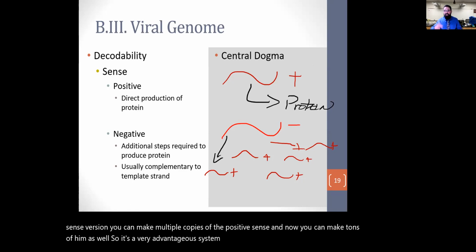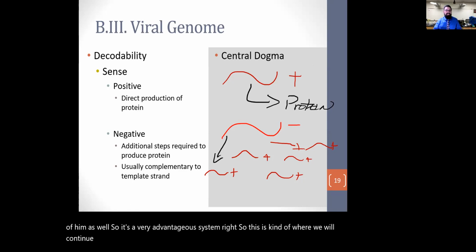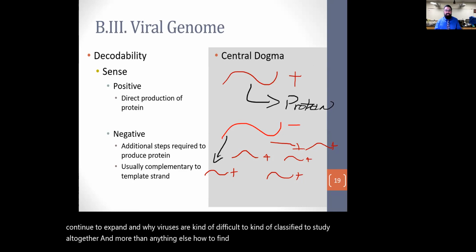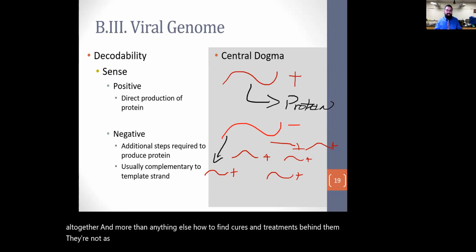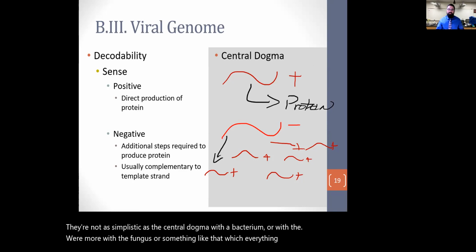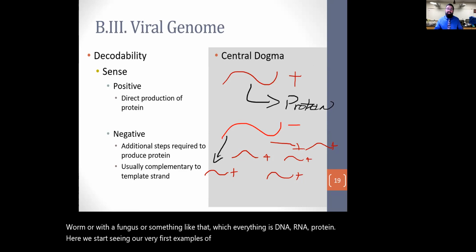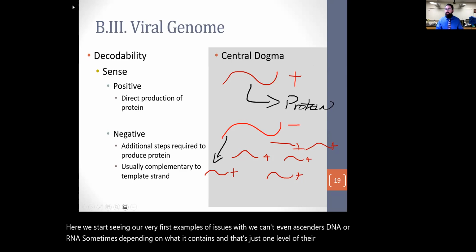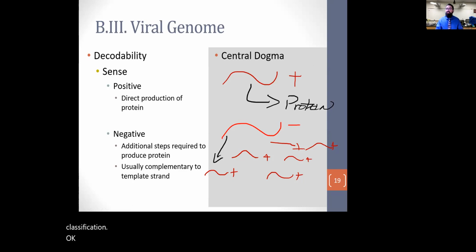So this is where we will continue to expand on why viruses are kind of difficult to classify, to study altogether, and more than anything else, how to find cures and treatments behind them. They're not as simplistic as the central dogma with a bacterium, or with the worm, or with a fungus, in which everything is DNA, RNA, protein. Here, we start seeing our very first examples of issues with, we can't even understand if it's DNA or RNA sometimes, depending on what it contains. And that's just one level of their classification, okay? So we'll stop here before we go into our next little topic.